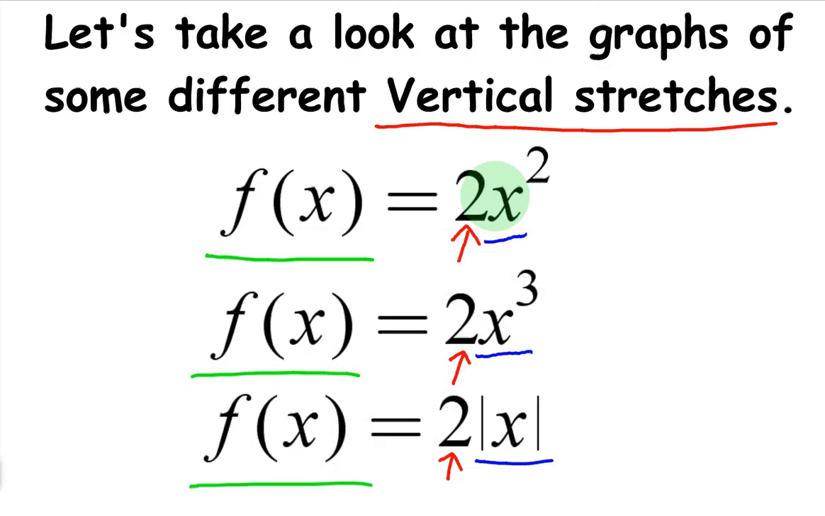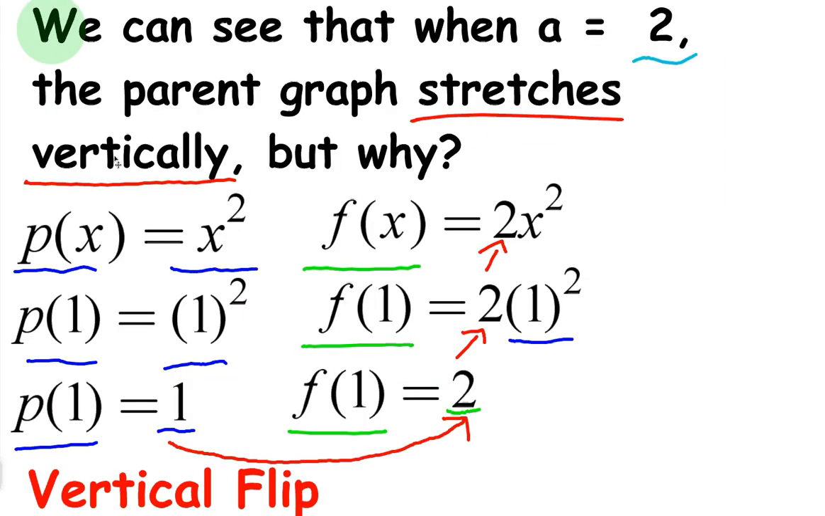So the real question is, why does that happen? Well, again, it's a lot easier to explain than horizontal transformations. I had vertical flip there, it should be vertical stretch. Okay, so let's see why. P of x is equal to x squared, p of 1 is 1. Now notice, if we just put a 2 in front of the x squared, we're just taking this y value and multiplying it by 2. Therefore, we're just doubling it, and that's why it's stretching. Same x value, the y value has been doubled.